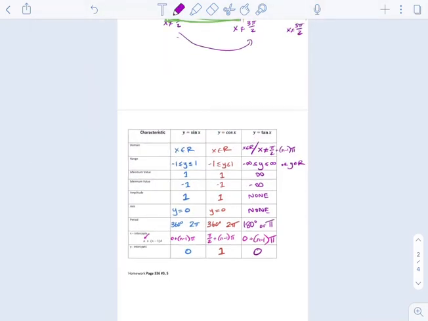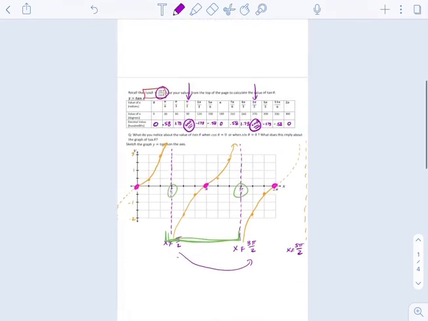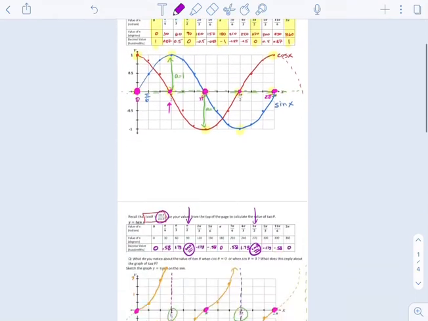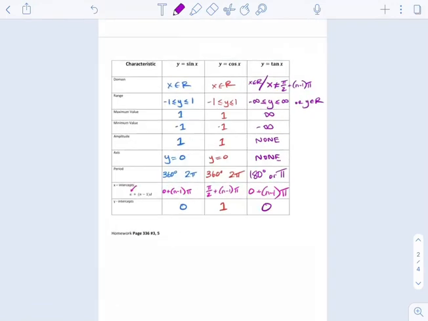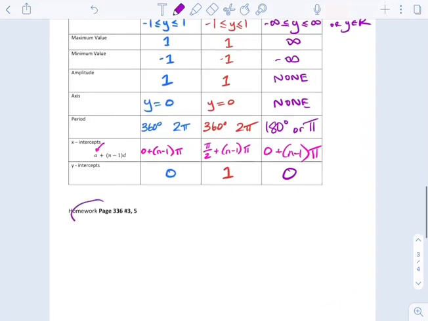So this was just an introduction into what the graphs look like for sine, cos, and tan, as well as some of the characteristics for them. And there's a couple questions at the bottom, but a very short section for this part of the chapter. So that's it for this section, and we'll talk to you soon.